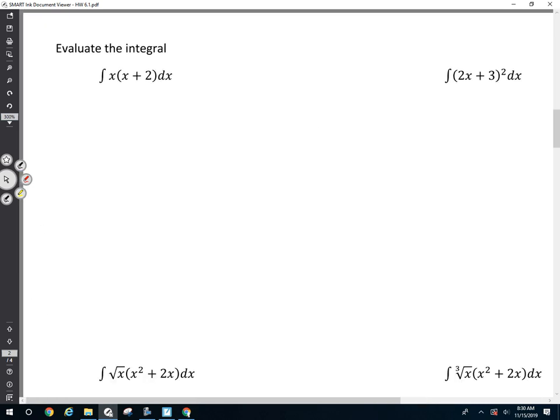If you ever see something like this, know that there's no product rule. There's no quotient rule for antiderivatives. It's a lot more complicated going the other way around. So the antiderivative of this is not like, I'm sorry, it says evaluate the integral. Let's make sure we understand that this notation means take the antiderivative.